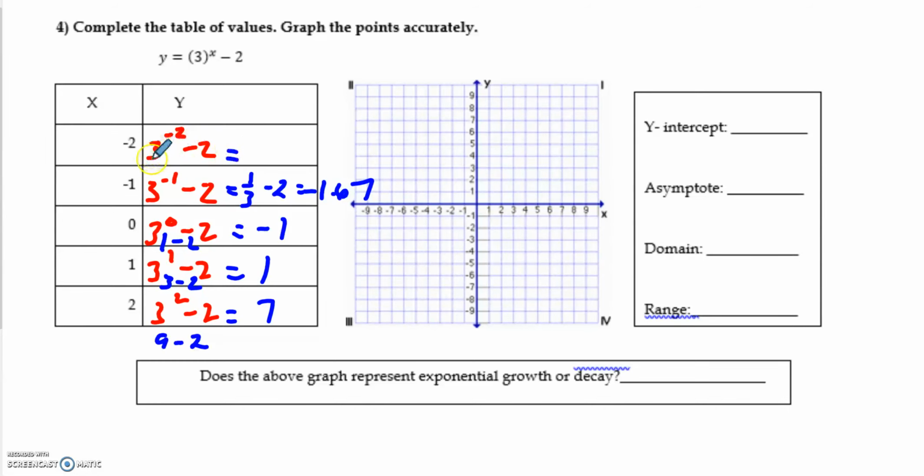And then this first one, 3 squared is 9. So 3 to the negative second would be 1/9 minus 2, which as a decimal is negative 1.89. And so if I plot all of these points, negative 2 comma negative 1.89 would be really close to negative 2. Negative 1 comma negative 1.67, a little bit higher. 0, negative 1 right here. 1 comma 1, and then 2 comma 7.